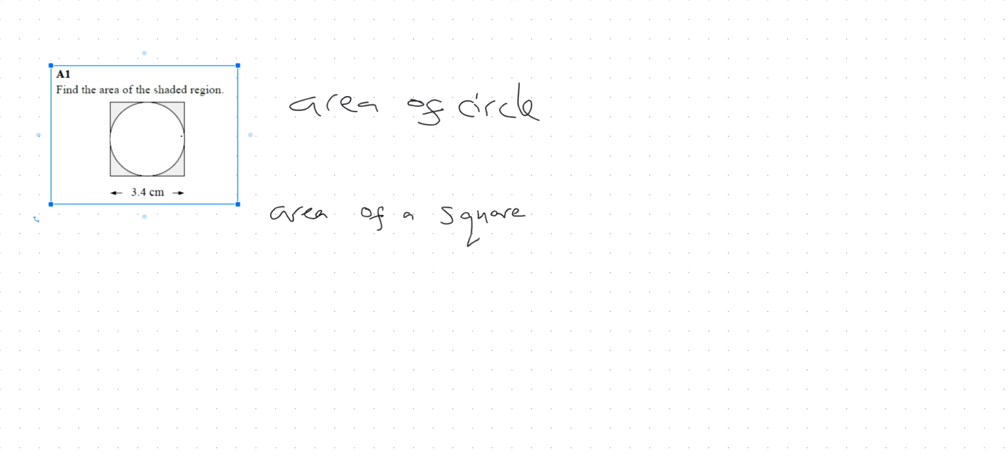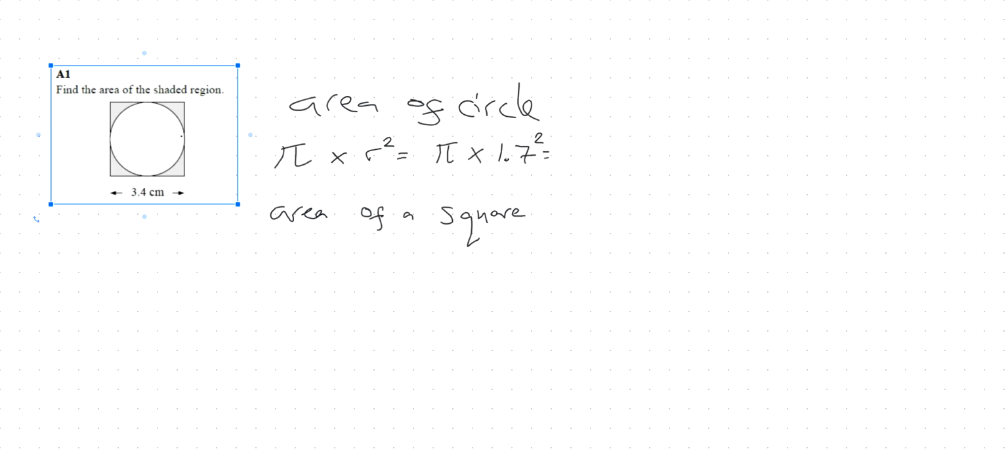So first thing I'm going to do, thinking back to the last couple of lessons we've done, is that the area of a circle is equal to pi multiplied by the radius squared. So my radius needs to be half of that 3.4, so I've got 3.4 divided by 2. I'm going to do it on my calculator just to make sure there's no mistakes. So I need to do pi multiplied by 1.7 squared.